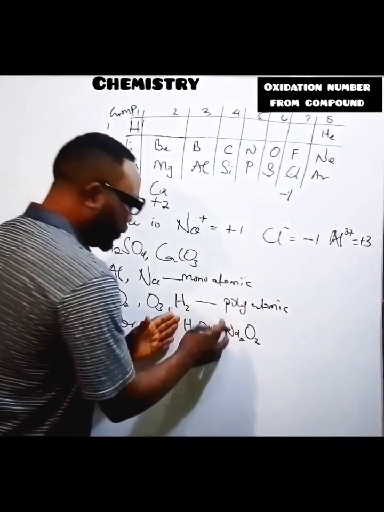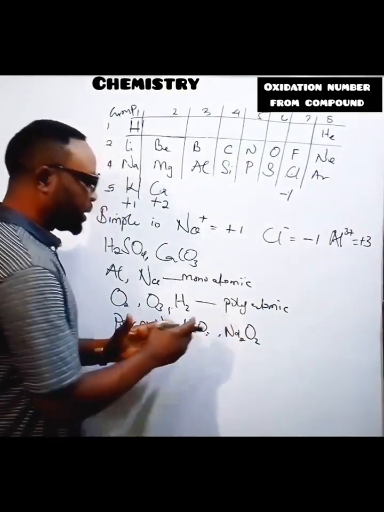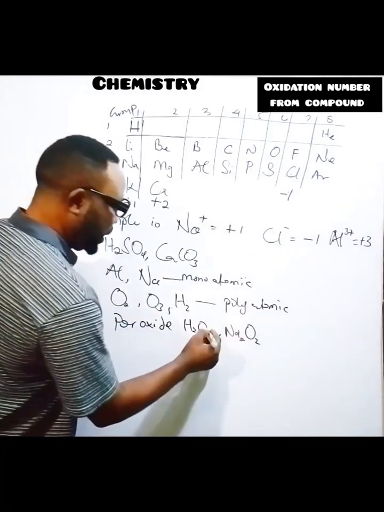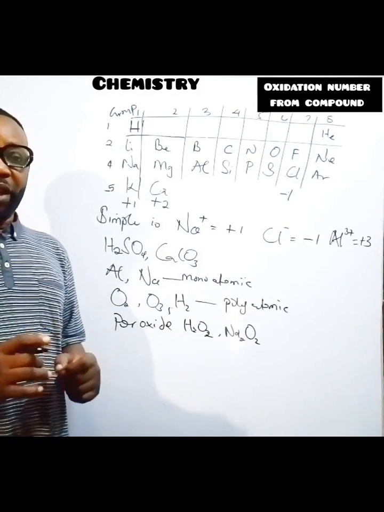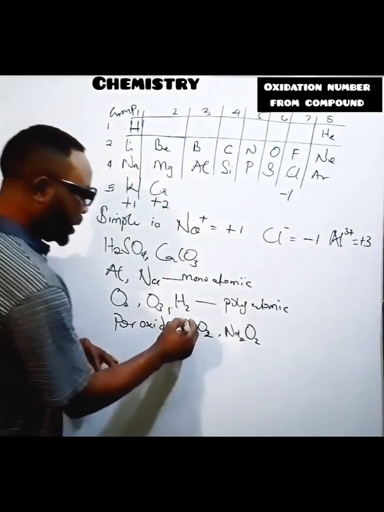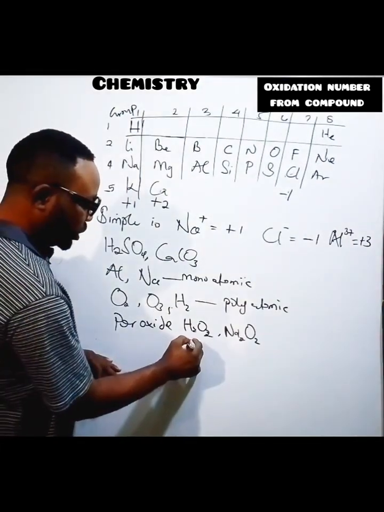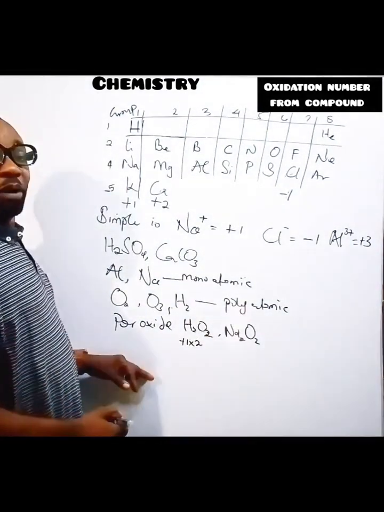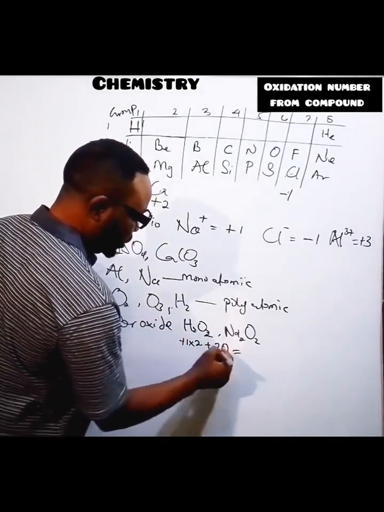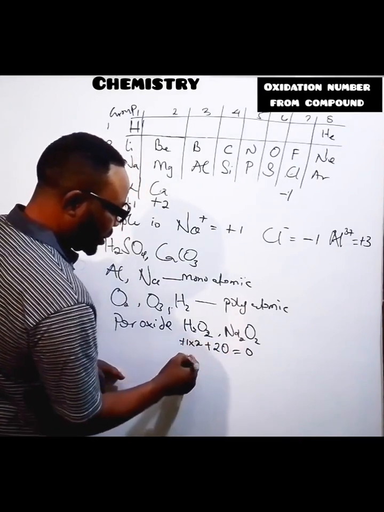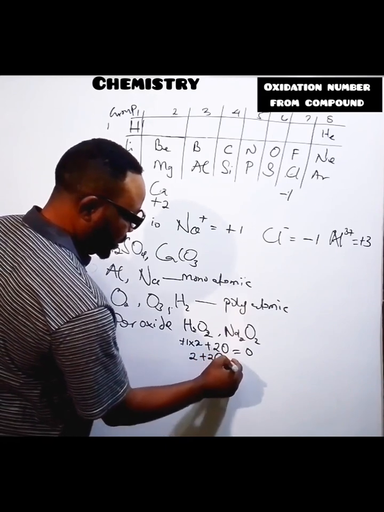Now, don't forget that I have said earlier that the summation of the oxidation numbers in any compound is equal to 0. Now, the oxidation number of hydrogen here is +1 multiplied by 2. We are looking for the oxidation number of oxygen here, plus 2O, which will be equal to 0. So +1 times 2 is 2, plus 2 oxygen is equal to 0.